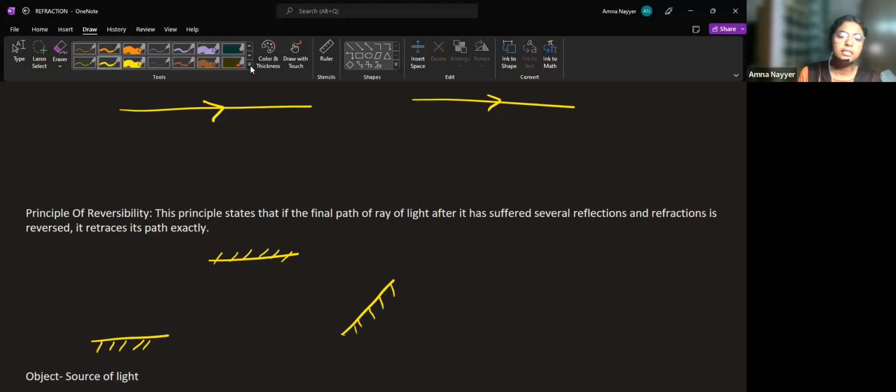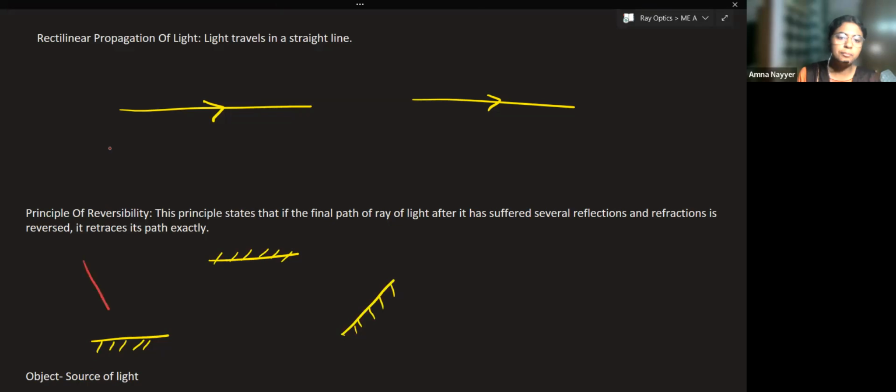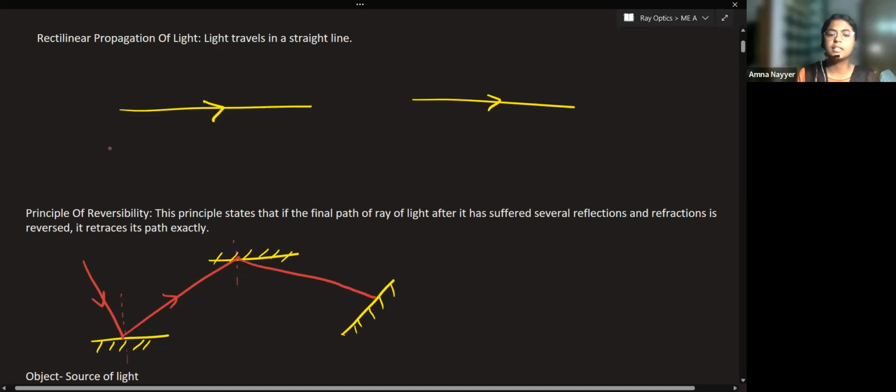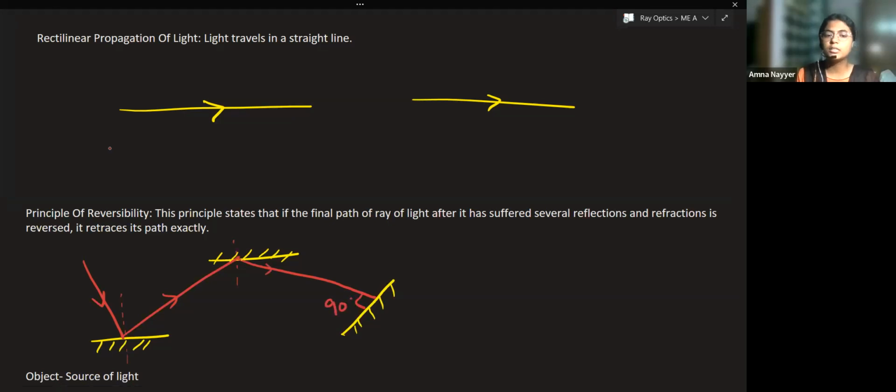Now what is happening? A ray of light is incident. According to the laws of reflection, it will get reflected. Here also, according to the laws of reflection, it got reflected. But here it is making exactly an angle of 90 degrees. So what will happen? The angle of reflection is also 90 now, and the angle of incidence is also 90 now in this case.